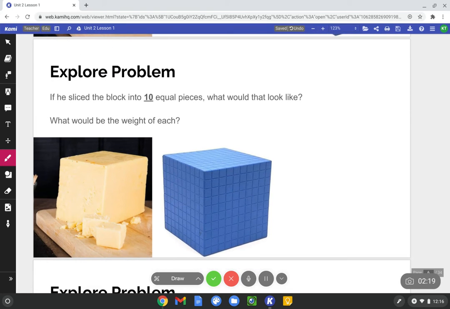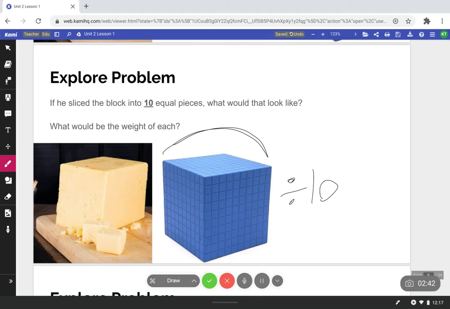Okay, so let's say Ben breaks this block up into 10 pieces. What would that look like? So we are dividing this entire block by 10. What would the pieces look like? Think about it. Try to imagine in your head, if I cut this cube up, if I cut this block, remember it's 1 pound, into 10 pieces, what would be the weight of each piece?